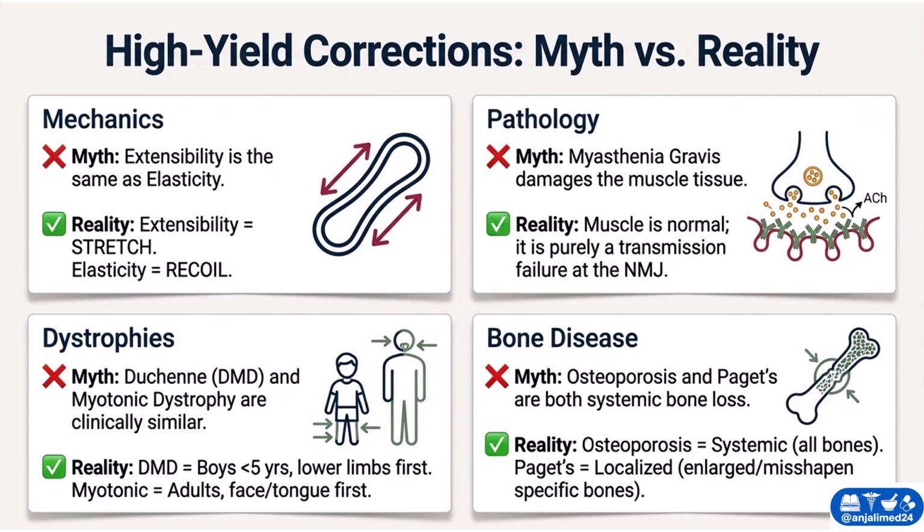Finally, the bone disease myths. Many think osteoporosis and Paget's disease are both generalized bone loss disorders, but the reality is different. Osteoporosis is systemic, meaning all the bones are affected due to the reduced bone mineral density. Paget's disease is localized, affecting only specific bones, which become enlarged, misshapen, and painful.